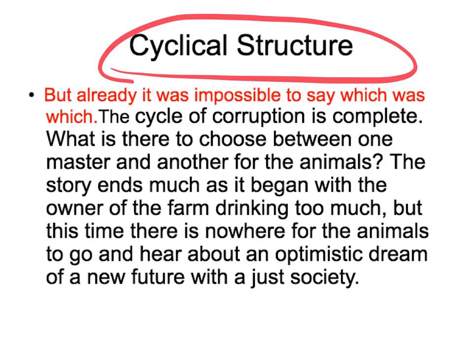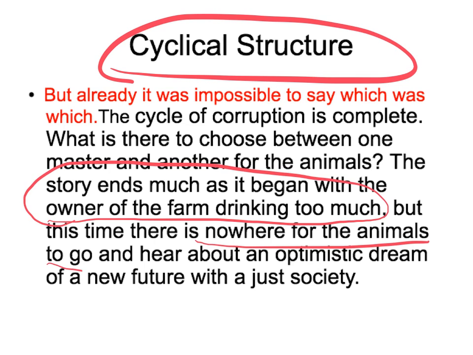When we had Jones as the corrupt leader, as the debauched leader, as the owner of the farm who was drinking too much, there was always the hope that was offered by Old Major and his vision. Now there is no hope. There is nowhere for the animals to go to hear about an optimistic dream of the future. So, in some ways, you could say that yes, the structure is cyclical, but the animals are in a worse situation because there is no possibility of hope. Now you have absolute tyranny.